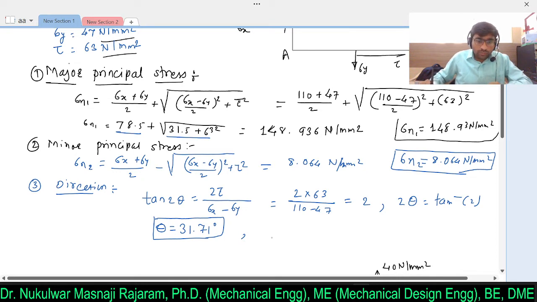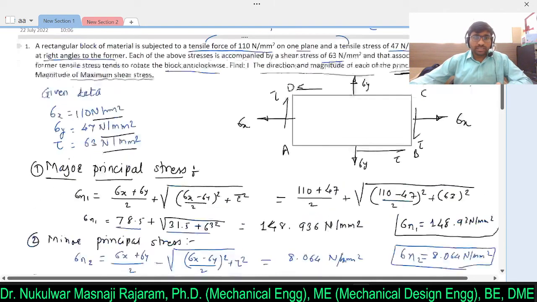Now we know both major and minor principal stress are at 90 degree. So if you add 90 degree, then I will get theta 2, or the angle of minor principal stress, that is 121.71 degree. So remember, we need to evaluate the position of both the major and minor principal stress.